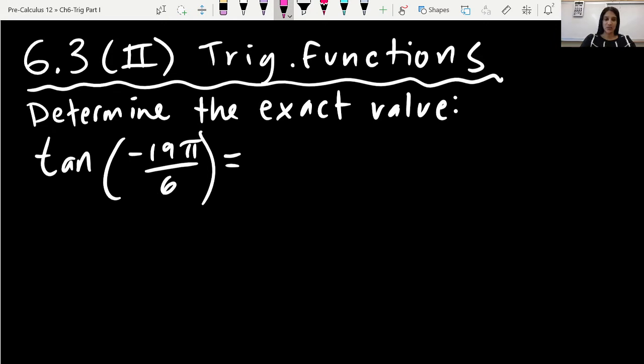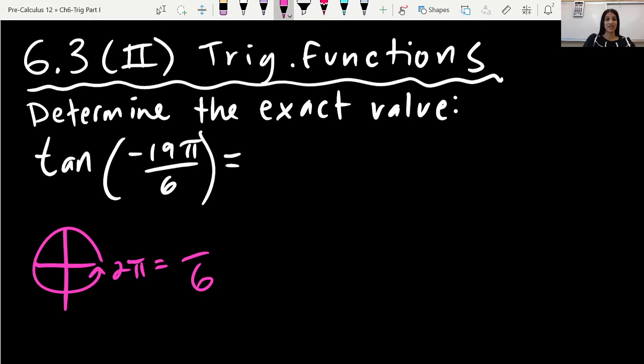A good way to do this is, first of all, I noticed that this is a negative. Sorry, I'm not going to do it there, I'm going to do this below. Since it's a negative, I would like to unwind it to pull it back into the positive side of things. And if I'm going around, I would want to look at a full rotation. A full rotation, as we've talked about before, is 2 pi, but I want to find what that is as a fraction over 6.